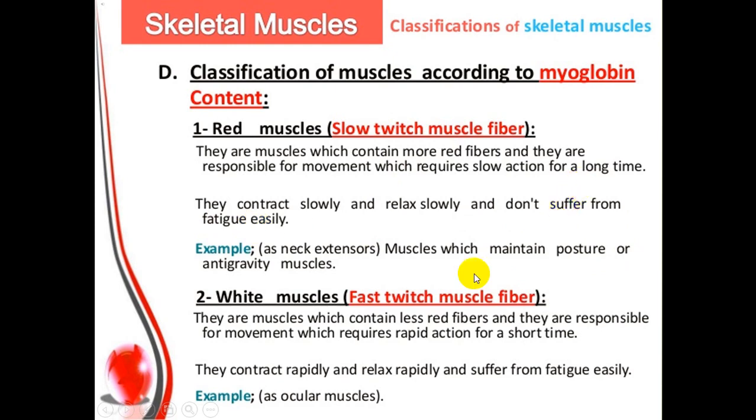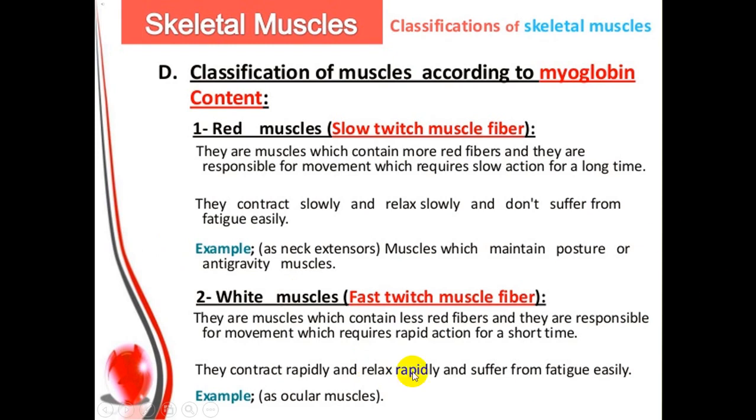A very good example in the lower limb is the soleus muscle in the calf group, which has a higher concentration of these red fibers, and that muscle is responsible for the initiation of plantar flexion against gravity, and it is known as the first gear muscle.